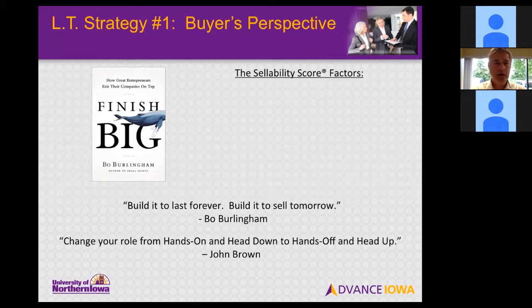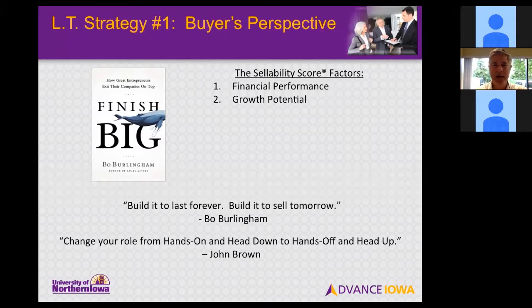In the book, Finish Big, there's a chapter that talks about sellability. And Bo in Finish Big does a great job in this particular chapter, forcing us to think like a buyer. And possibly some of you actually didn't start the business yourself, but maybe bought it from somebody. So go back to that mindset when you saw the business and you were looking at it. What did you value looking at the business? What frightened you from thinking of taking over this business?